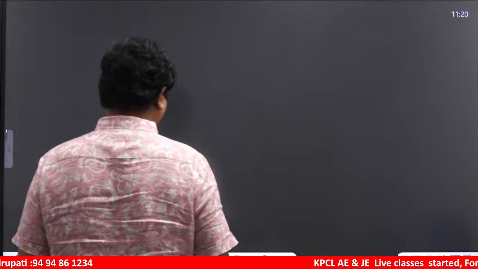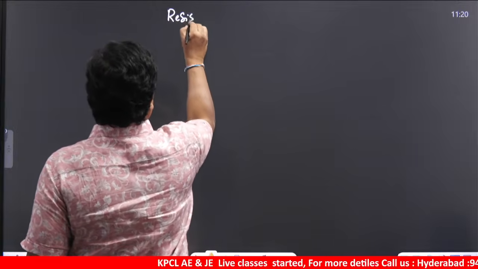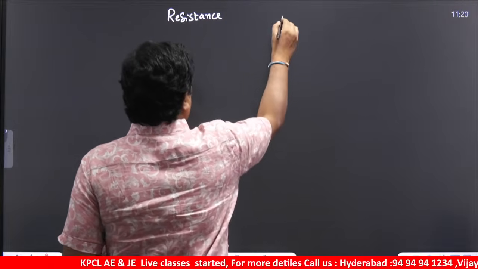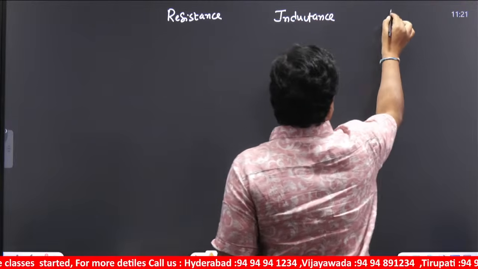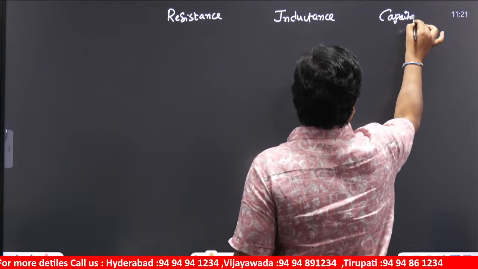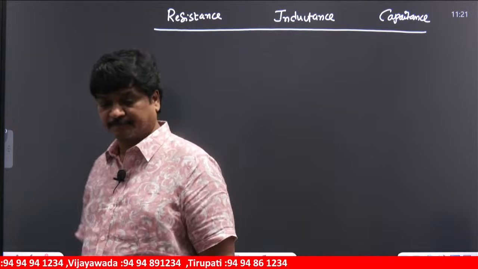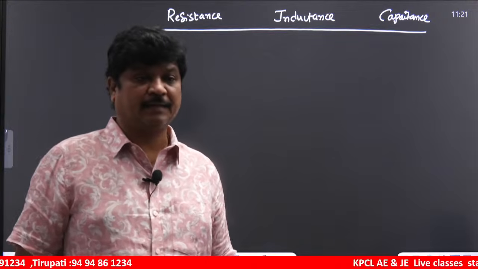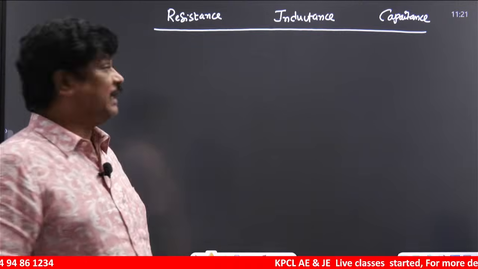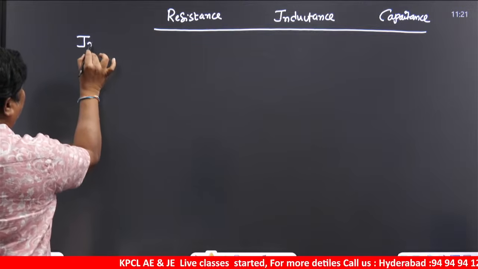Now, you take the pure resistance, pure inductance, pure capacitance. Just we will conclude how these elements are there, and their properties. Resistance, inductance, capacitance. Now, what is the impedance for each element?